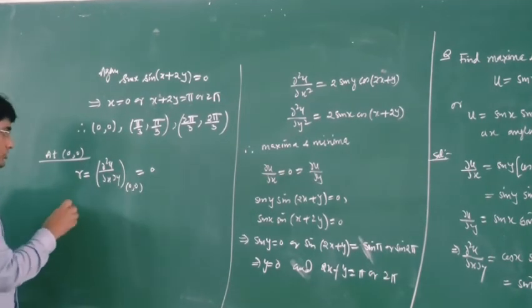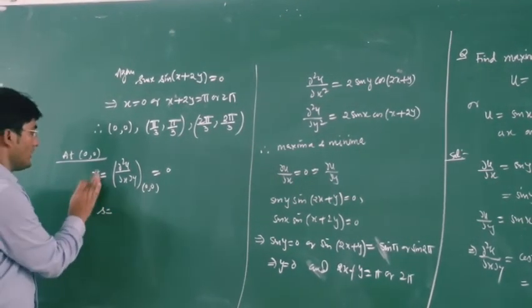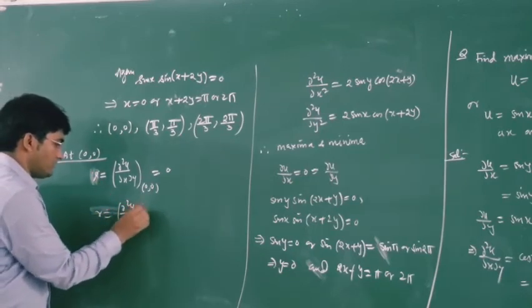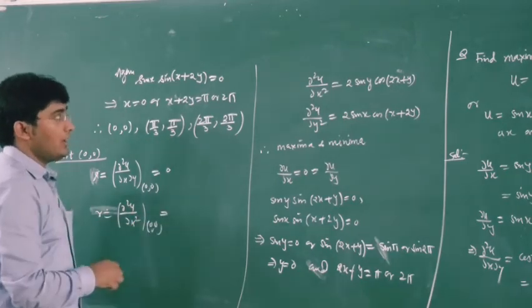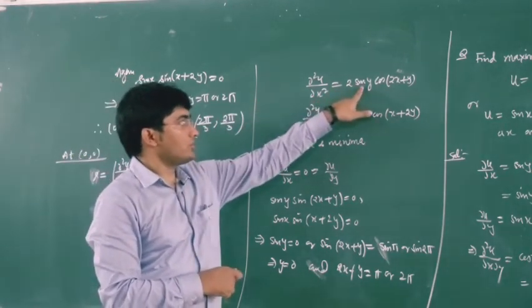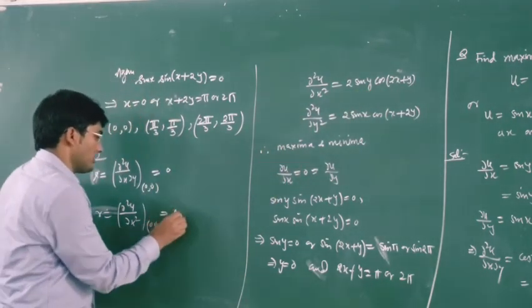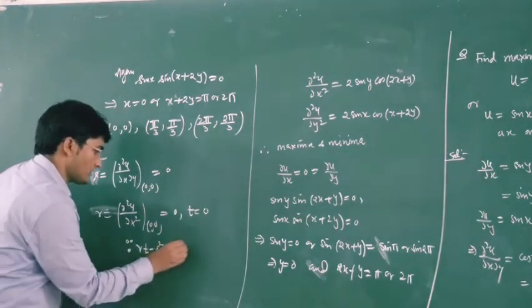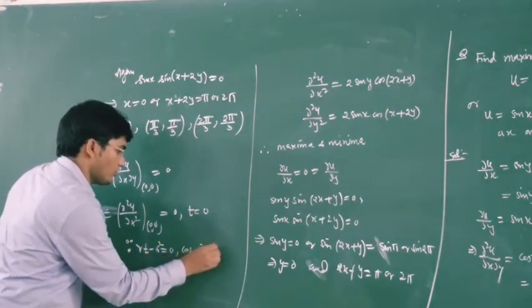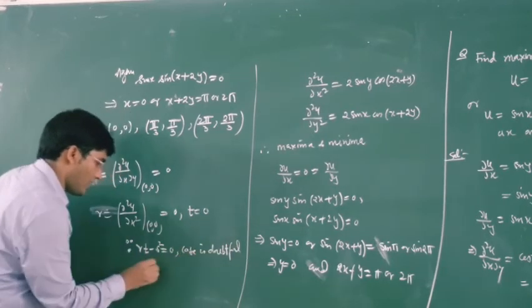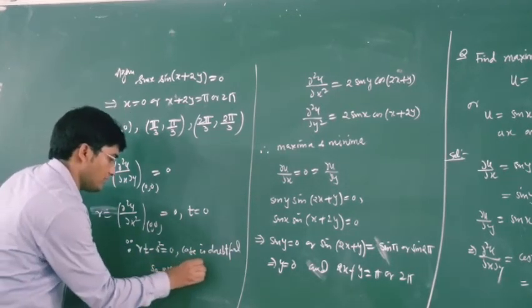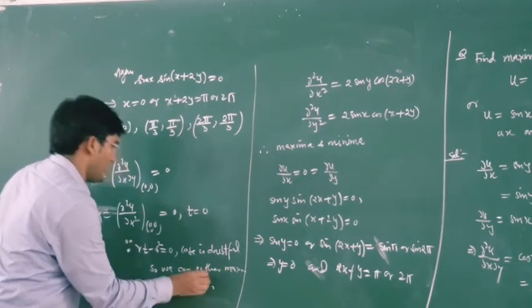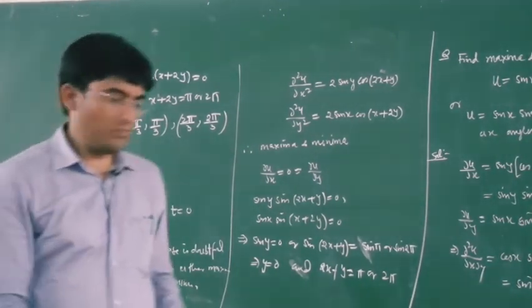Because our x and y both are 0, our r will be del t upon del x2 at 0, 0, and your s will be del t upon del x del y at 0, 0. Your del t upon del x2 is this one, because sin 0 is 0, so this is again 0, and similarly our t will be 0. So because rt minus s square is 0, this case is doubtful. So we can have either maximum or minimum.